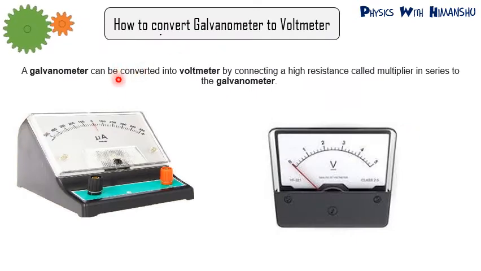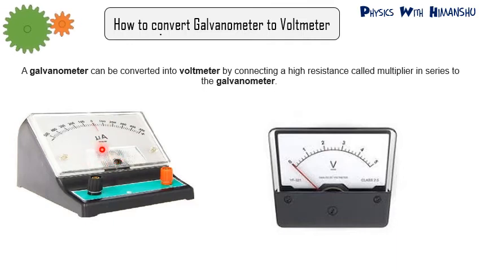So this is a galvanometer and this is a voltmeter. From galvanometer you can measure current in microampere, and in voltmeter you can measure the potential difference across a resistor, across any cell, across any capacitor. So basically voltmeter is used to measure potential difference while galvanometer is used to measure current in a circuit.